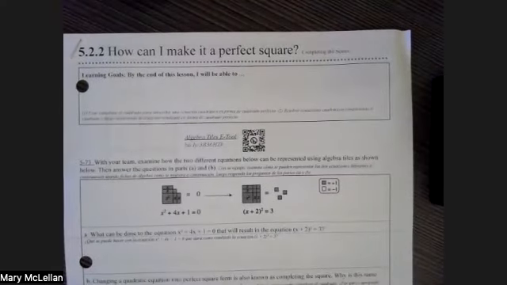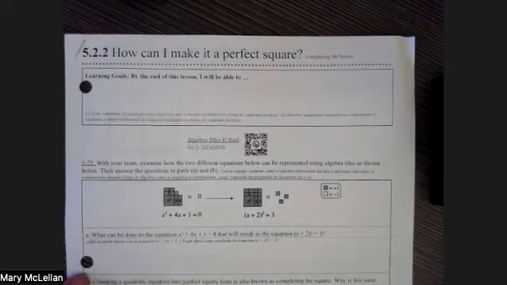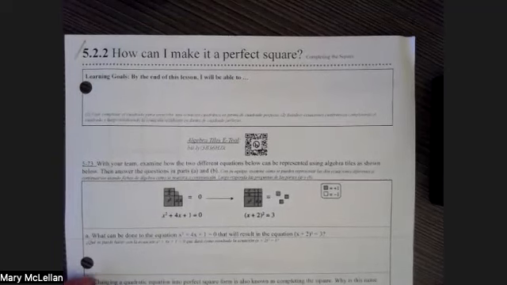Hi, and welcome back. Today we're doing 5.2.2. How can I make it a perfect square?